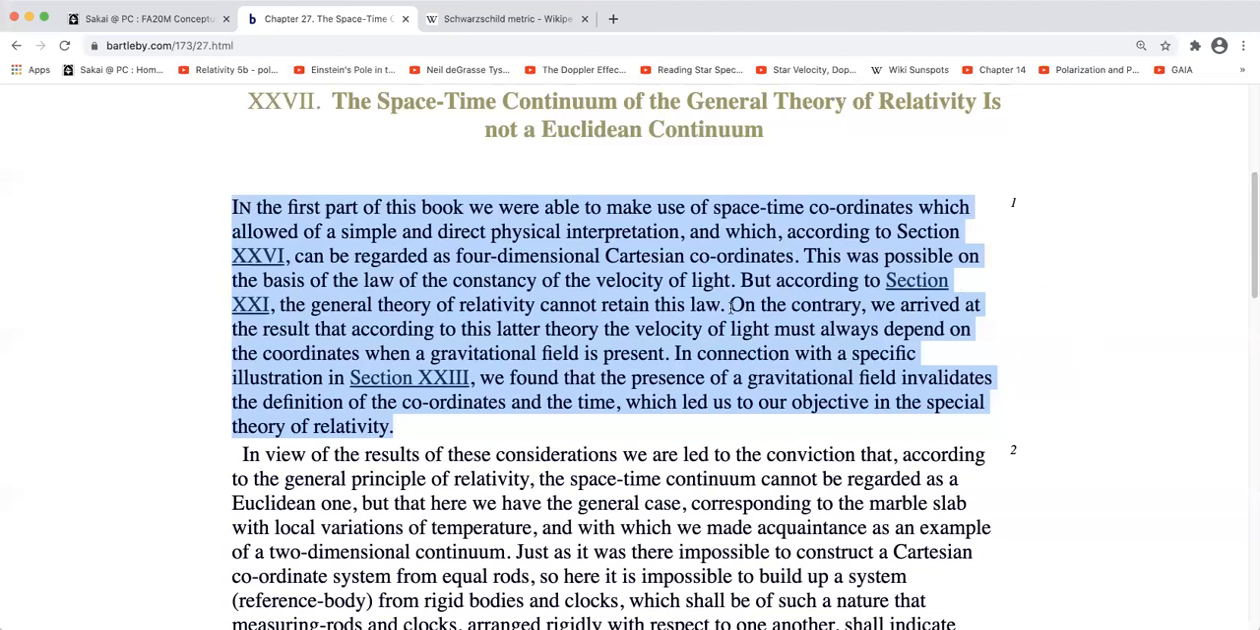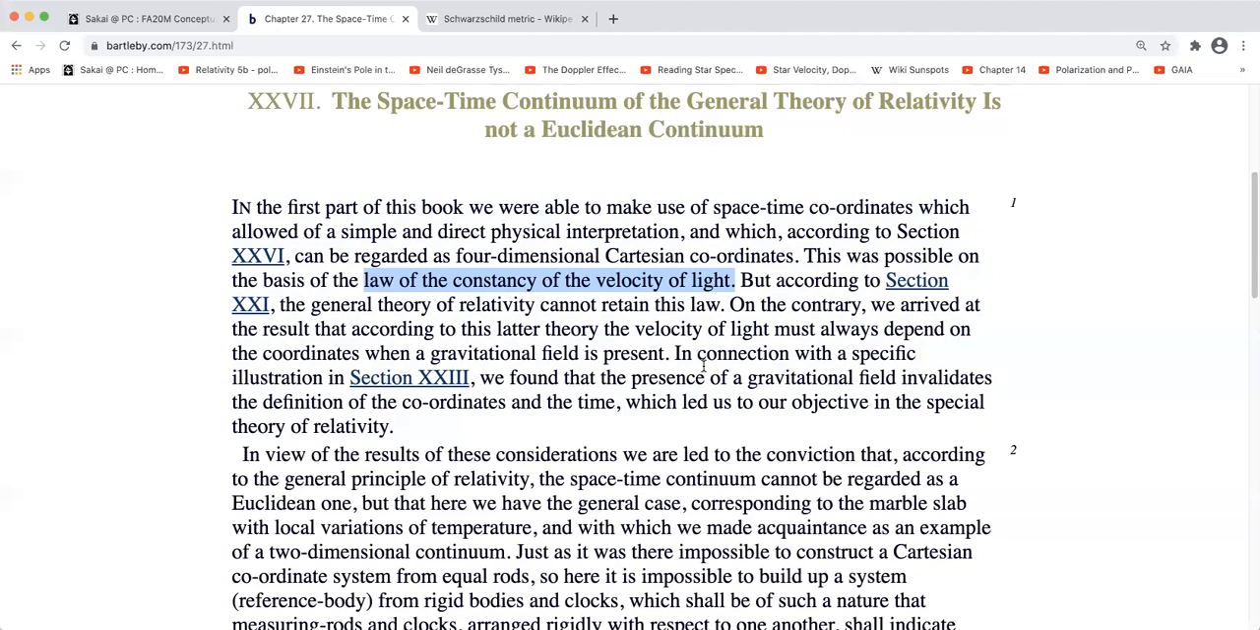I want to draw your attention to some parts of this. He mentions that phrase, law of the constancy of the velocity of light. You recall that in the special theory of relativity, we have two postulates. One postulate is that the laws of physics are the same when switching between inertial frames. And the other postulate is that the speed of light is constant.